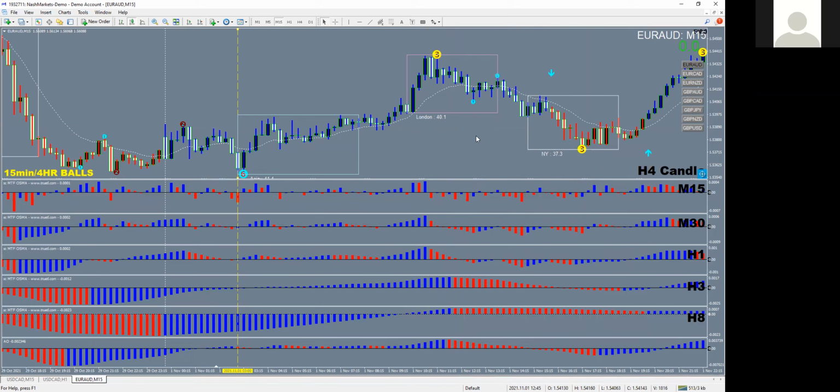I mean, this is much cleaner. I don't have to deal with the ups and downs of the AO, because the AO is also a lagging indicator, just like these three, but the three balls are printed right away. The AO is not. Got it.